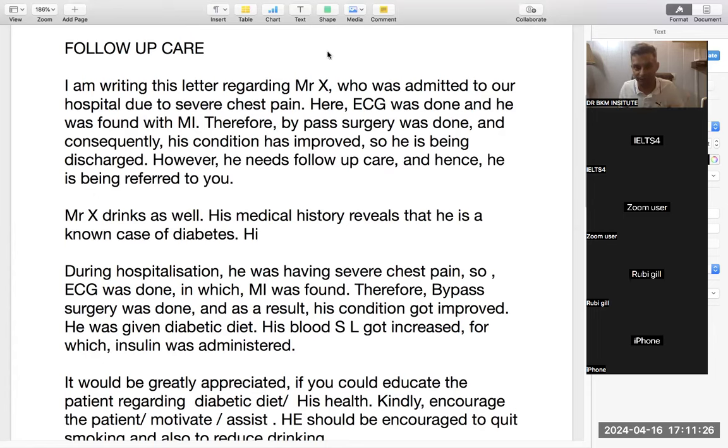However means but. When is however used? When there is a positive thing. Condition has improved, so he is being discharged. Positive thing. However, he still needs follow-up care. That is the negative thing. That means the patient still needs help. So whenever there is a combination of positive and negative, however is the word used. However is the connector used when there is a positive and a negative.